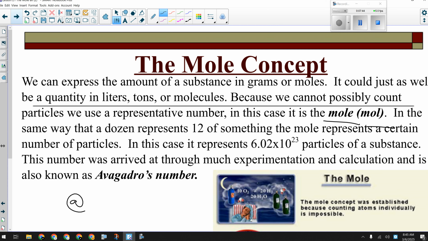All right. So a mole, as I said before, works the same way as a dozen does. A mole is always this many particles. That is Avogadro's number. Avogadro is the person who came up with the idea.